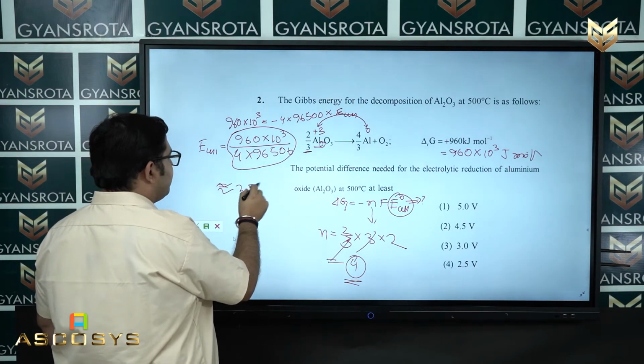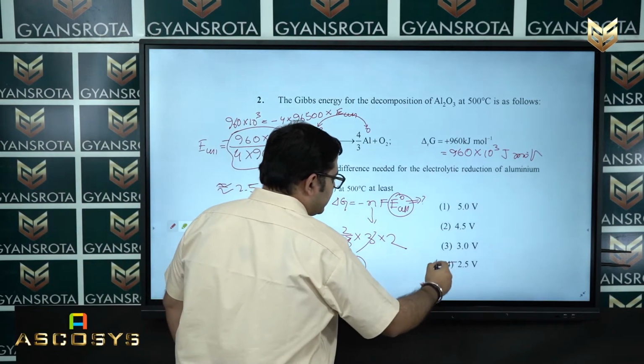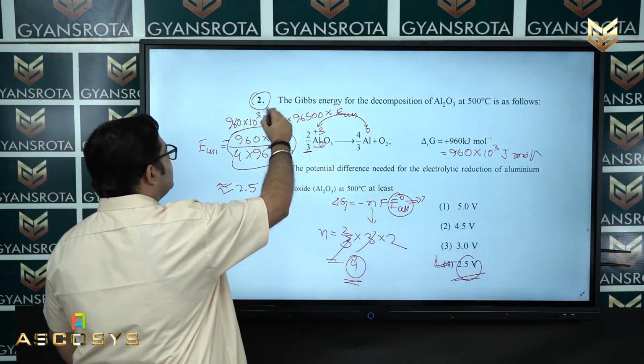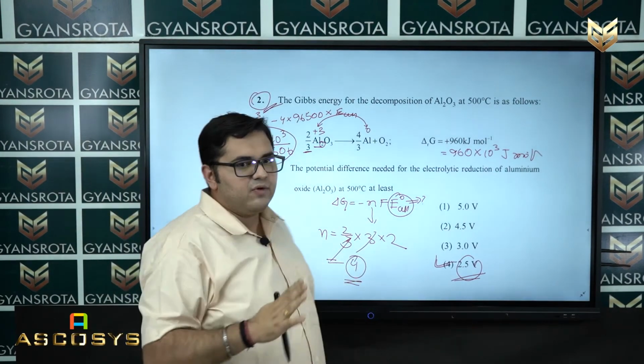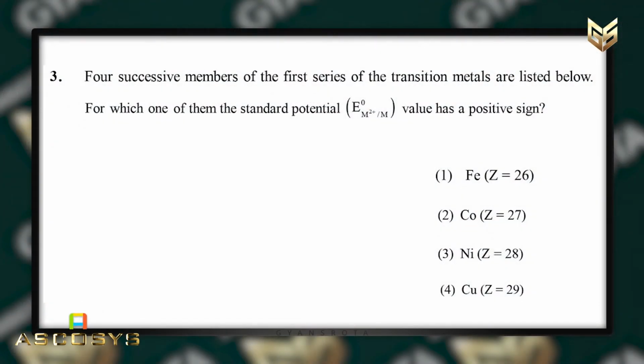Now, if you solve this mathematical expression, your answer comes approximately 2.5 volt. So, in your option number 4, 2.5 volt is given, and it is the correct answer of your question number 2. So, now we are moving to the next question, that is question number 3. Question number 3 is on your screen.